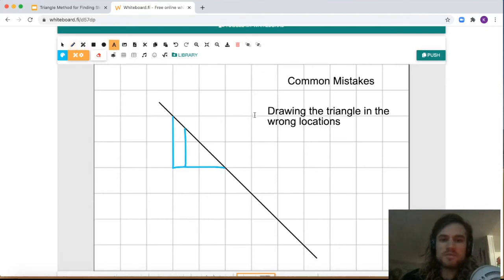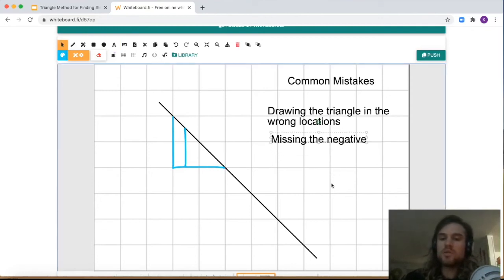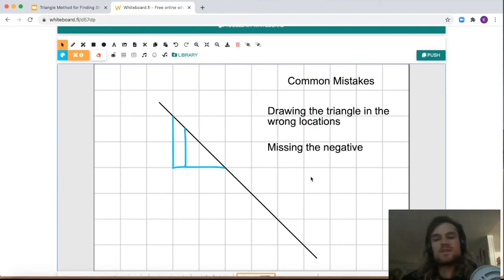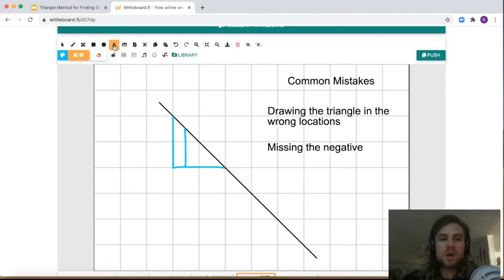What is another common mistake? Well, probably the most common mistake is missing the negative. I think that most people understand what a negative slope is and where it comes from, but yet they just kind of forget about it, right? So don't forget about the negative. Okay, what are some other mistakes? Probably the last common mistake is switching x and y numbers, right?